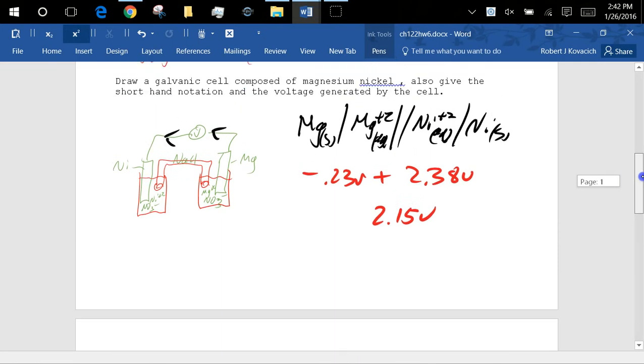Is that it? Is that all we asked? Which substance was oxidized? The magnesium metal was oxidized. Which substance was reduced? The nickel ion was reduced. Okay.